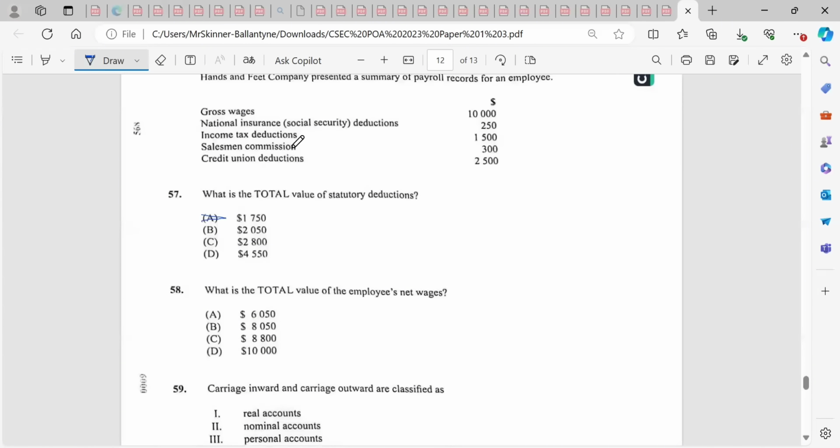salesman's commission is not a deduction. Salesman commission is actually money you're getting. So you have to add that salesman commission. So it's 10,000 plus 300, which is 10,300, and then you're minusing everything else. 10,300 minus 4,000 is 6,300, minus 250, that will be 6,050. So the answer would be A, 6,050. You understand how I got it right? I took my wages, added my salesman commission, and then subtracted the deductions.